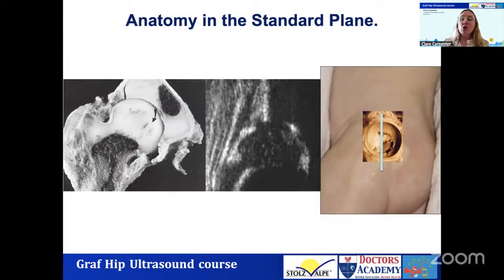So again, what you can see is, if we are all in the standard plane, and we'll talk about how to get that, the anatomy in a cadaveric model and the anatomy on a standard plane ultrasound can be compared quite accurately. So you can make quite educated conclusions about the spectrum of abnormality within the hip.